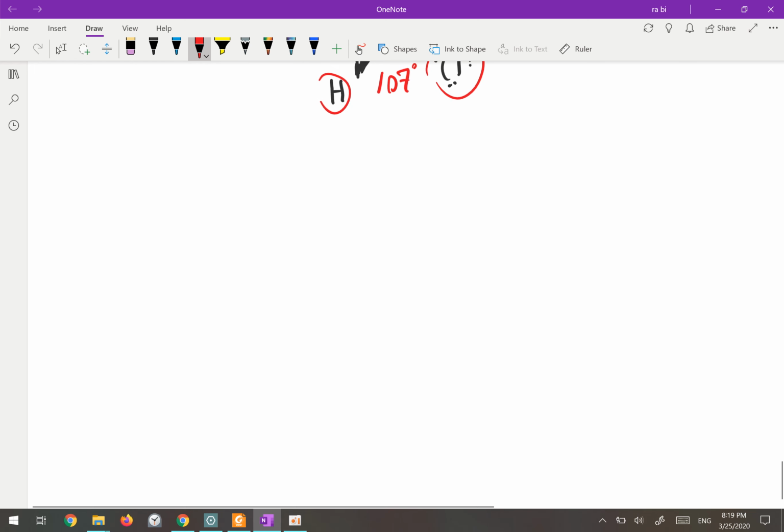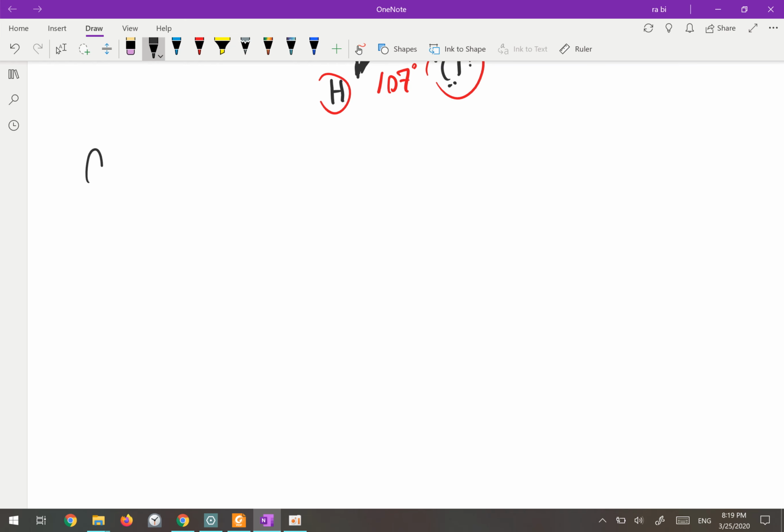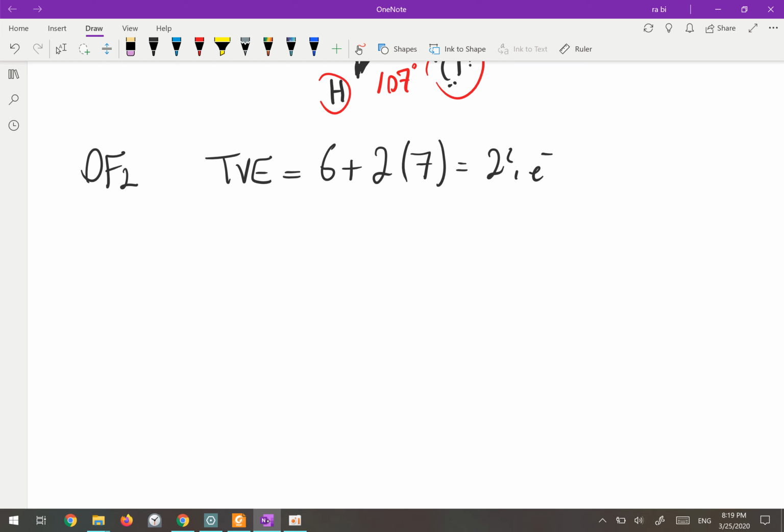Okay, so let's go to the next molecule, which was OF2. I think we have drawn this one also in previous videos, but I'll do it here one more time. Oxygen is 6 plus 2 fluorines, 2 times 7, becomes 20 electrons.